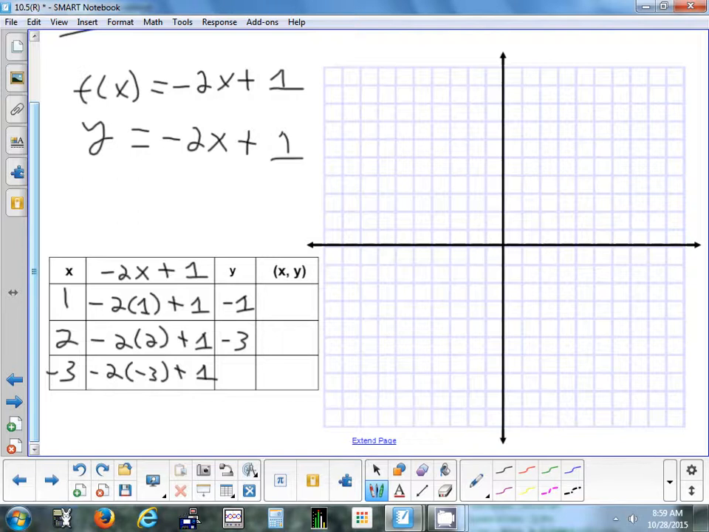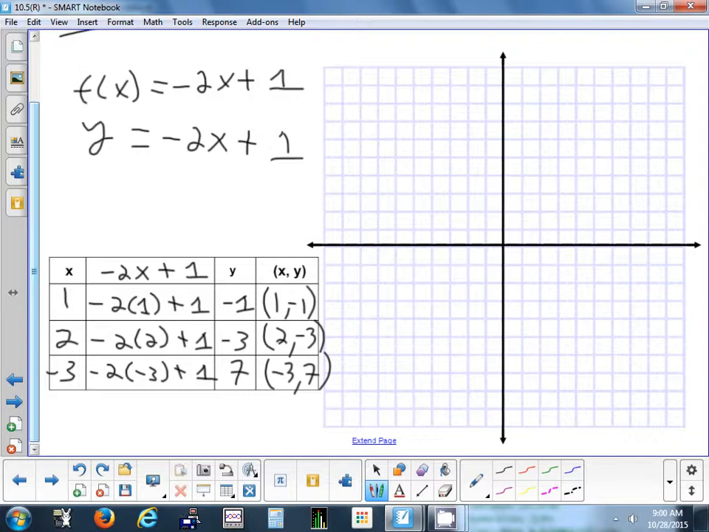It's negative 2 times negative 3. Negative 2 times negative 3 is positive 6, plus 1 is 7. Okay, lastly, write your coordinates. 1, negative 1. 2, negative 3. Negative 3, positive 7. And then you'd make your graph. For this one, I'm going to skip the graph so we can get to the last 2 examples you got to get to.